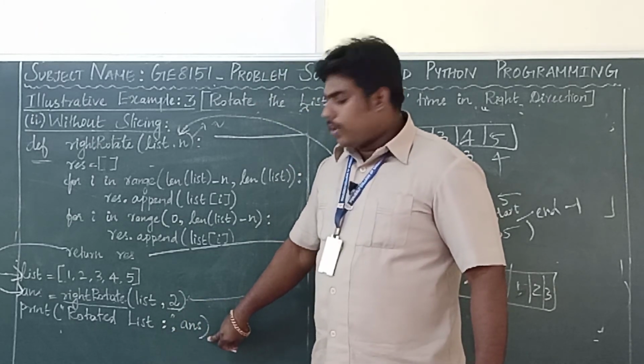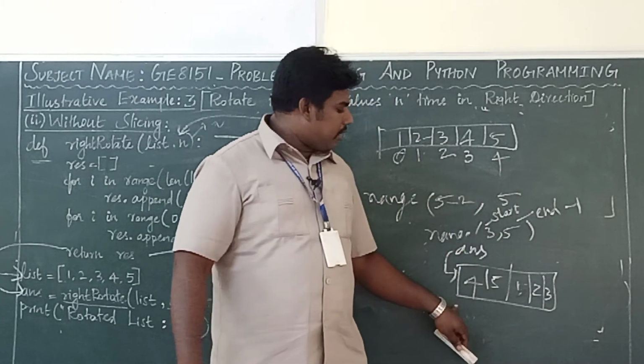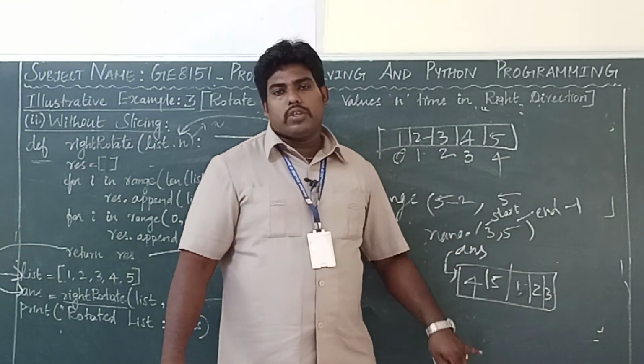So what will be the output? Rotated list colon, then the answer, which is nothing but 4, 5, 1, 2, 3.